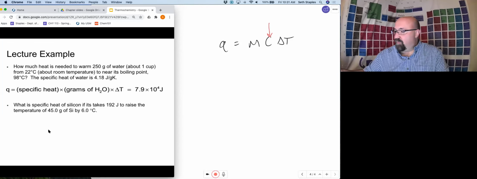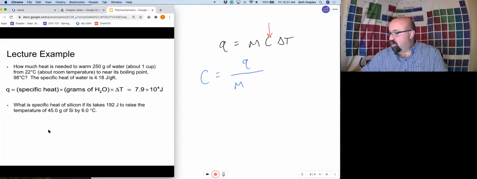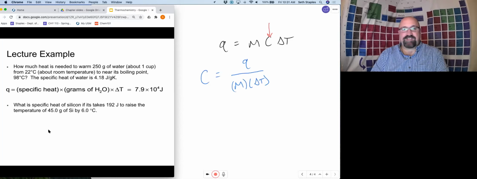And so when we perform the algebra on that, in order to solve for C, we see that we need to just divide both sides by m and divide both sides by delta T. And so we end up with C, we end up with our specific heat equals Q over mass times delta T.